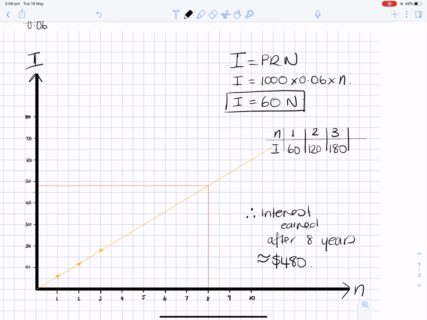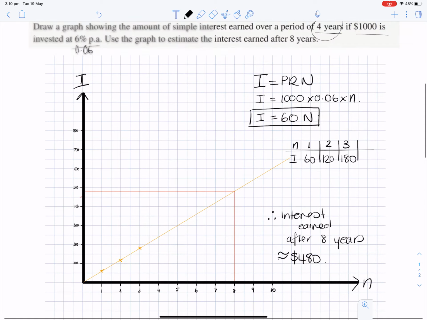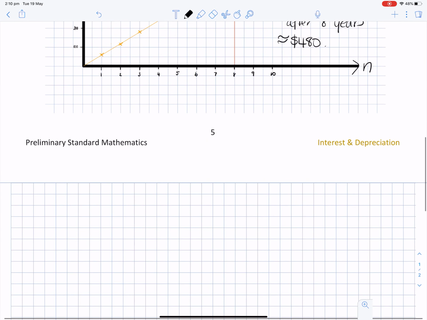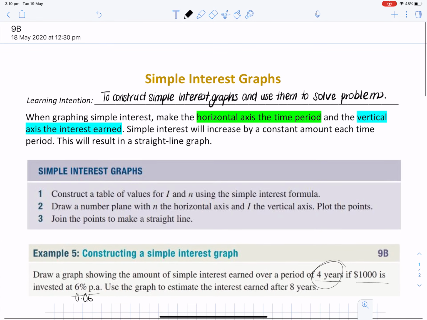Now, in an exam, if your graph is not 100% accurate, but you have taken that value off your graph, you probably would have lost some marks in the graphing part of the question, but if you've interpreted your graph correctly, you're fine. You would get the mark. So that's just important to note. Alright, so that's the only example for today's lesson. Just get onto the textbook and get the exercise done.